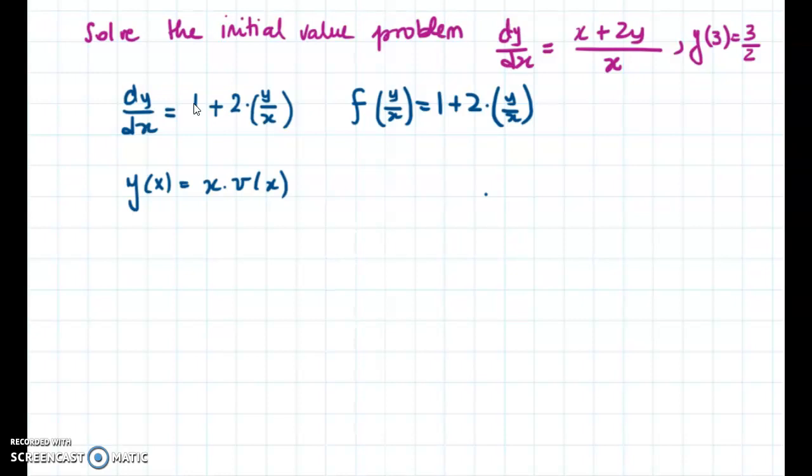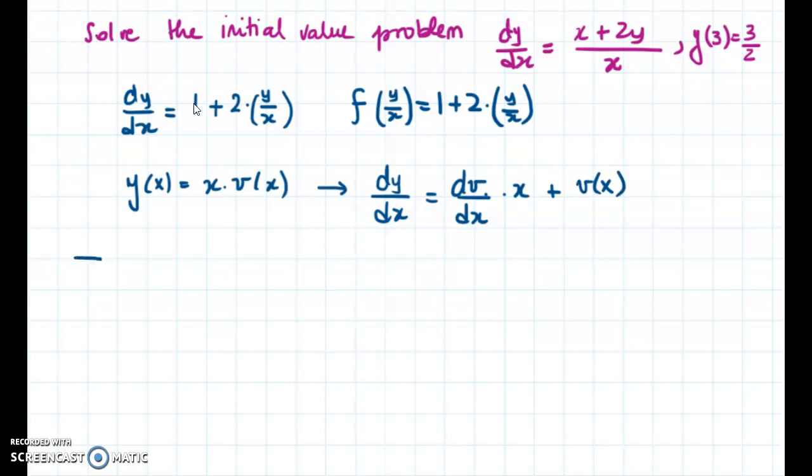And you may remember by heart what that implies about the derivative of y with respect to x. I never bothered to do that. I'm just going to take derivatives on both sides of the equality. So I'm going to say that the derivative of y with respect to x is the same as, and here is where I apply the chain rule, the derivative of v with respect to x times x plus v of x, because the derivative of x with respect to x is 1.